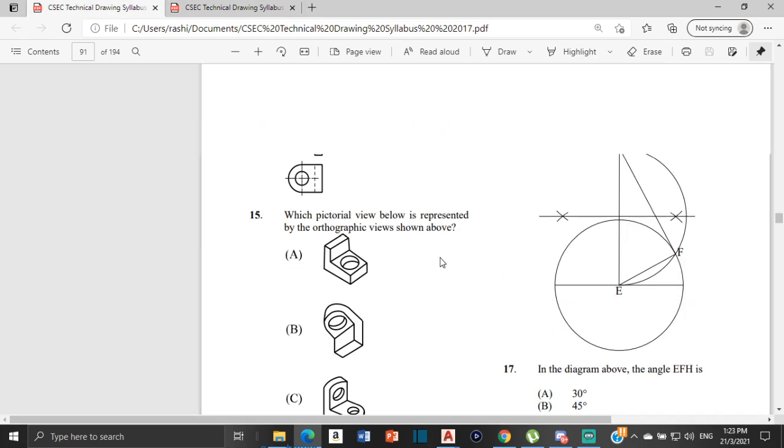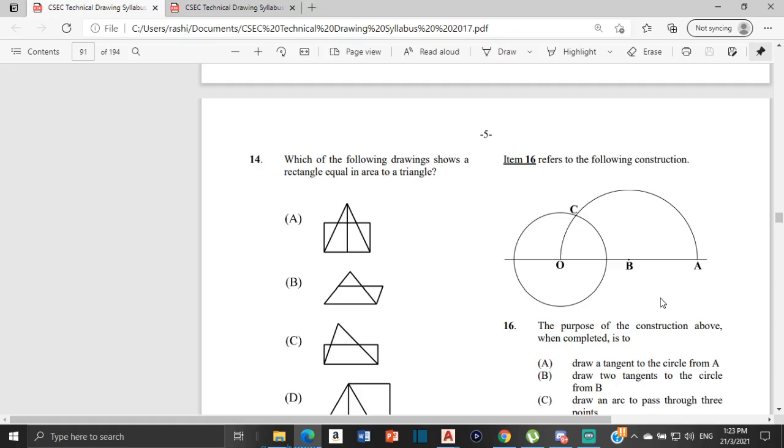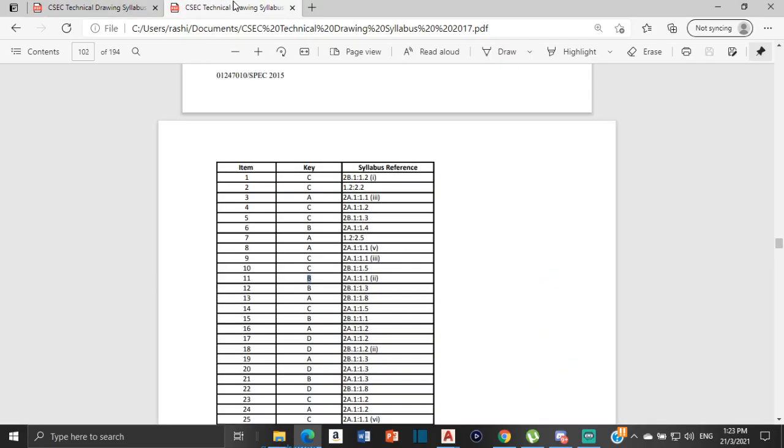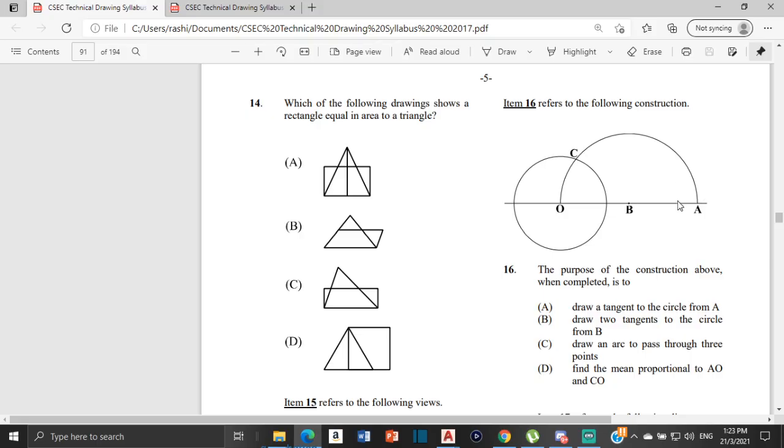Okay, now for number 16, it says the purpose of the construction above when completed is to: A, draw a tangent to the circle from A; B, draw 2 tangents to the circle from B; C, draw an arc to pass through 3 points; or D, to find the mean proportional to AO and CO. So think about it. What do you think the answer for number 16 would be? All right, so according to this, the answer is A. We're trying to draw a tangent to the circle from A.